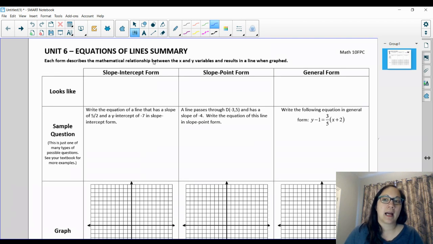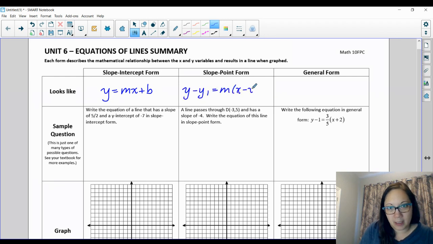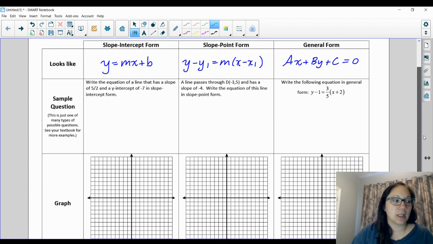That way, if you are asked on an exam to write something in slope-intercept versus slope-point versus general form, you know exactly what it's asking for. Slope-intercept form looks like y = mx + b. Slope-point form looks like y - y1 = m(x - x1). And general form looks like ax + by + c = 0. Those are our three different forms. So let's look at a sample question for each of those.